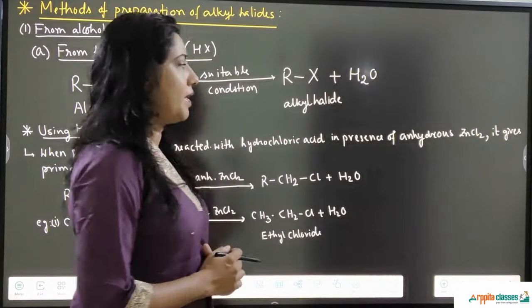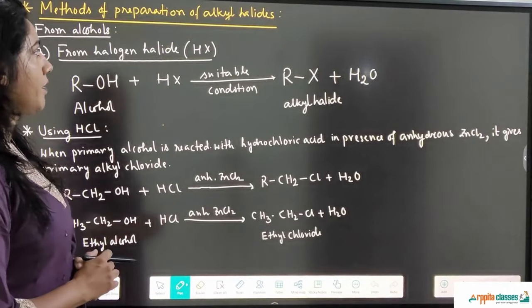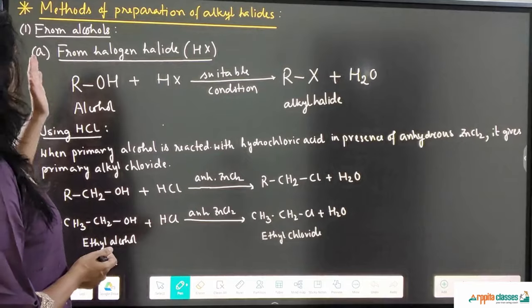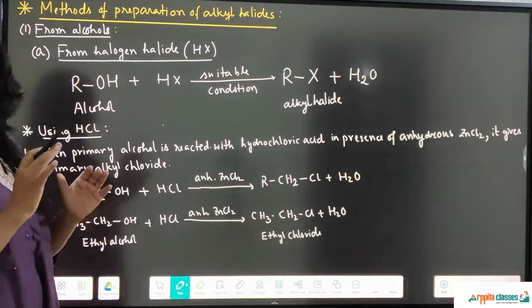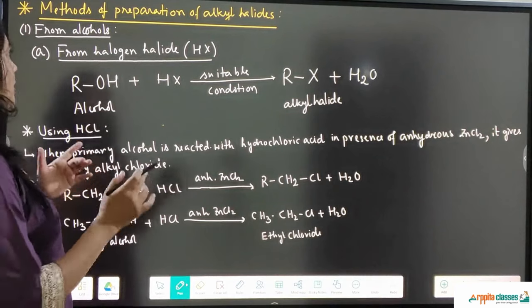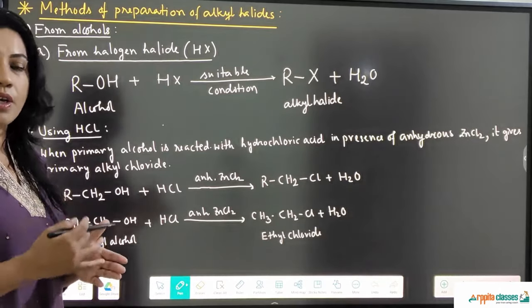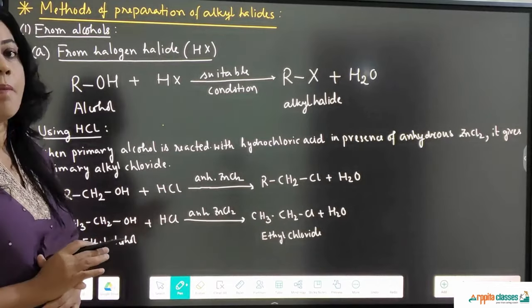So from here we have to start today, that is the methods of preparation of halogen derivatives, which are also called alkyl halides. So the first method is from alcohols. From alcohols there are different methods. The substrate would be alcohol only and the reagents will be changed according to that. There are three methods where we are going to get alkyl halides from alcohols.